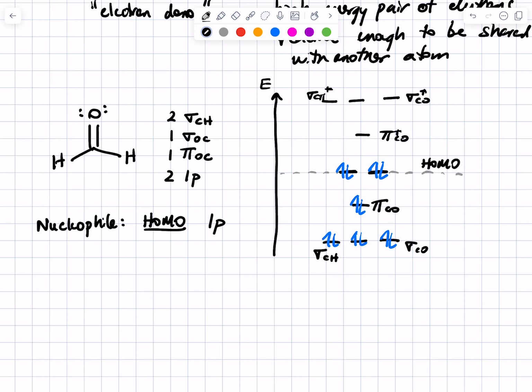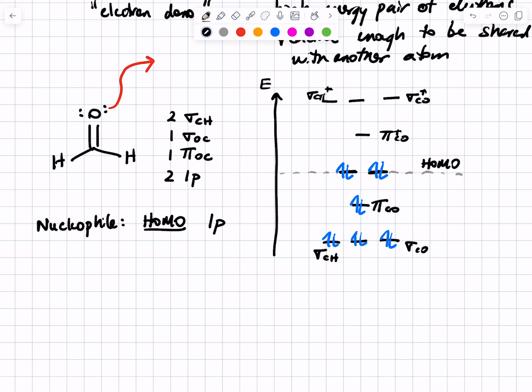That means if formaldehyde were going to attack some atom to share its electrons with, the arrow would start with the lone pair on the oxygen. That's how you would start predicting what happens in the reaction. Okay? So that's if formaldehyde acts as a nucleophile.